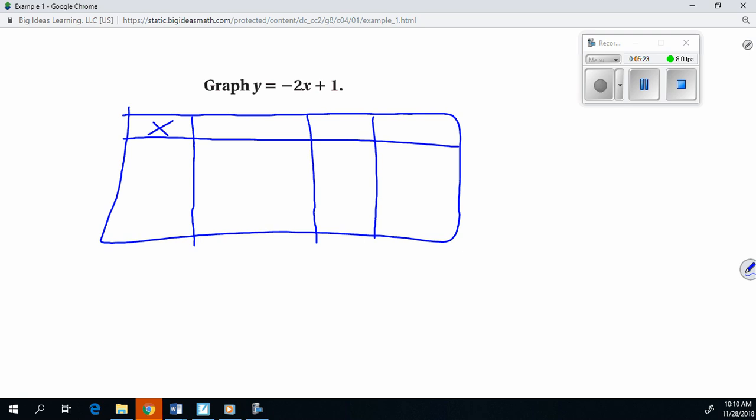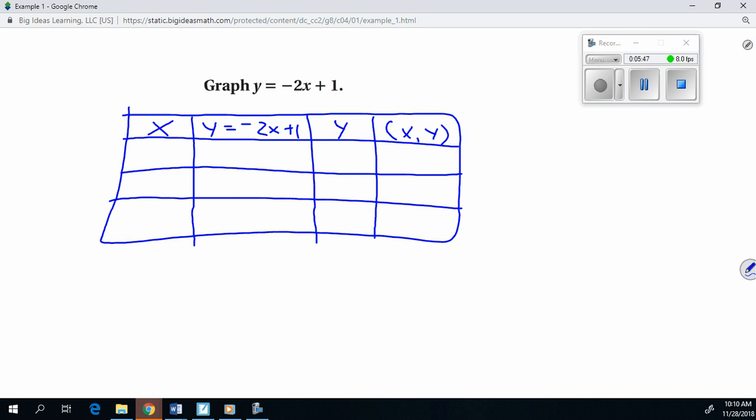Okay, we'll have our spot for our x. And then we'll have, like what it says, y equals 2x plus 1. We'll have our equation there. Then we'll say what our y is. And then I like to just write, here's our x, y, just to make sure. Okay? So we'll go ahead and start with a number. How about we start with, and again, if this isn't drawn yet, go ahead and pause it. You can always unpause. We'll start with -1.